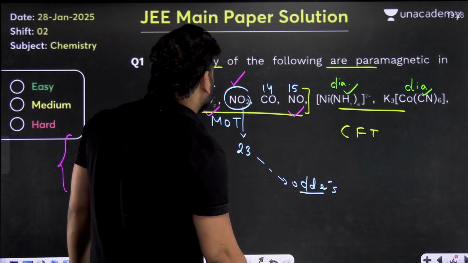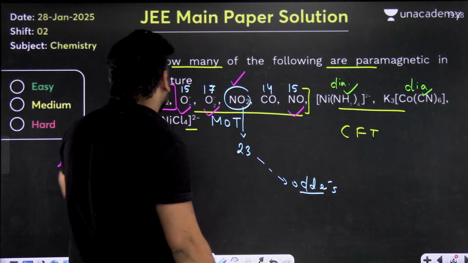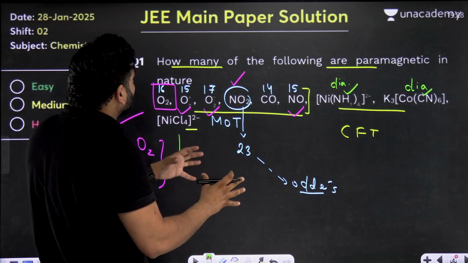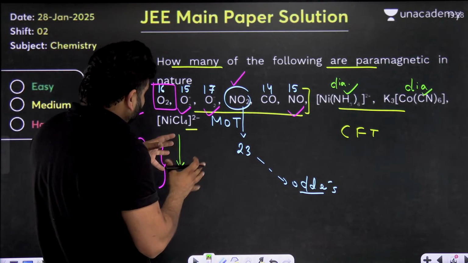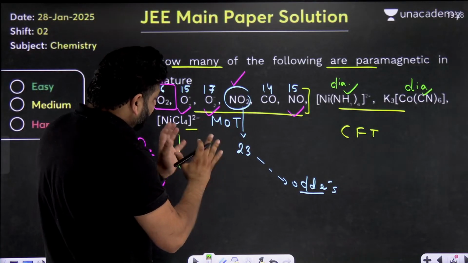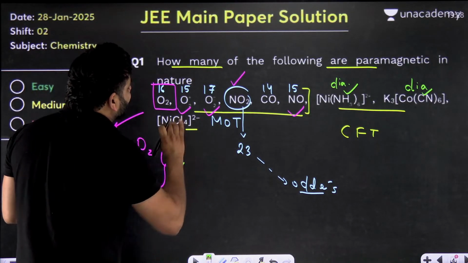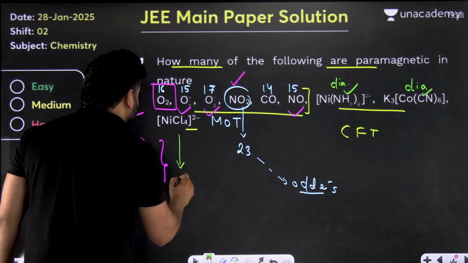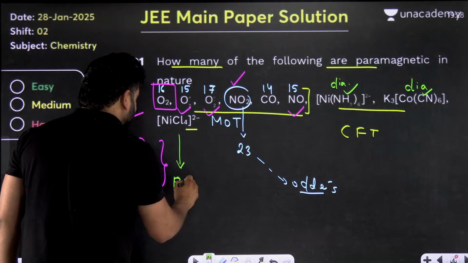Then you have another molecule, nickel tetrachloride. Nickel is in the 2+ oxidation state, 3d8 4s2 becomes 4s0, so it will be 3d8. In a weak field, the electrons will be filled in the order of unpaired electrons. So I must say this will be paramagnetic in nature.